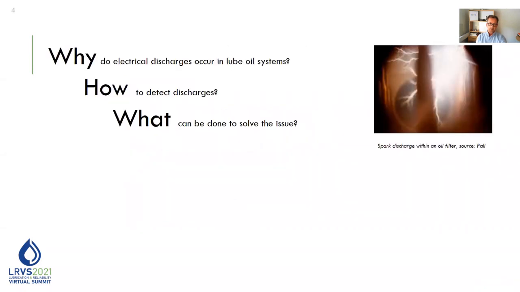What we're trying to cover briefly today is the why. Why do electrical discharges occur? And how to detect them? And what we can do to solve the issue. Discharges release a lot of energy, and this energy breaks down the oil molecules and creates a lot of varnish. And this is the main problem we see on client side these days.